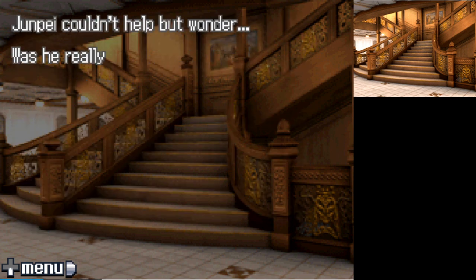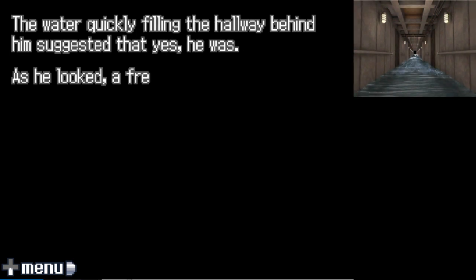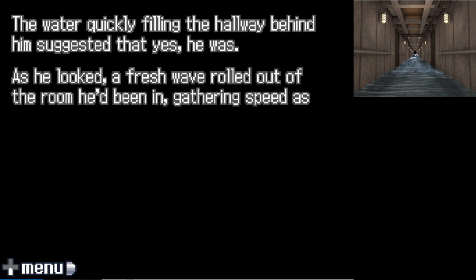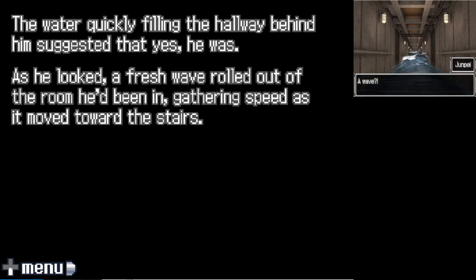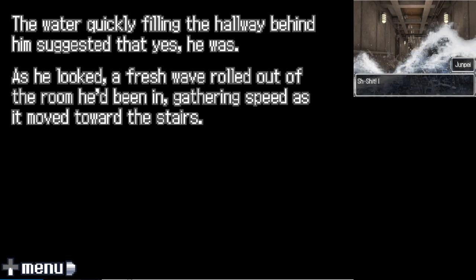Junpei couldn't help but wonder, is he really in a ship? The water quickly filling the hallway behind him suggested that yes, he was. As he looked, a fresh wave rolled out of the room he'd been in, gathering speed, and moved towards the stairs. Yeah, that's what I thought. It's totally a boat. Wait, what the hell? A wave? Shit, I gotta get out of here.